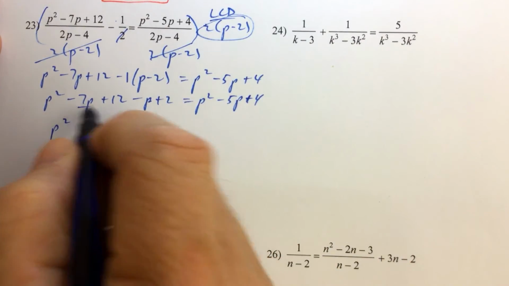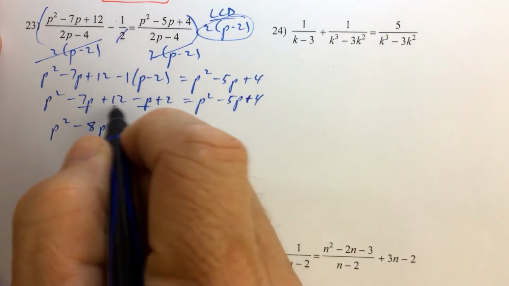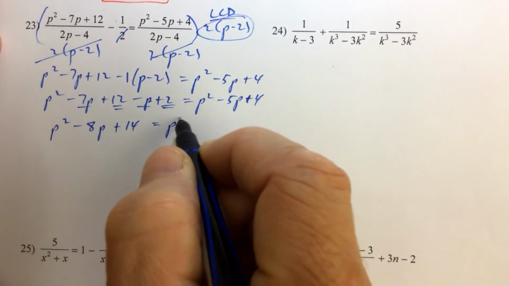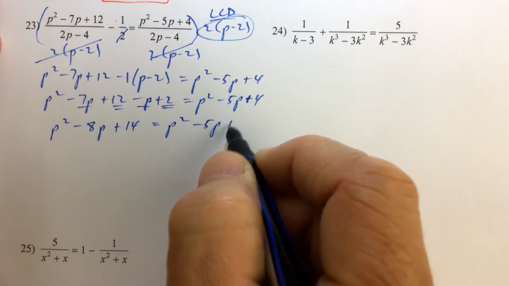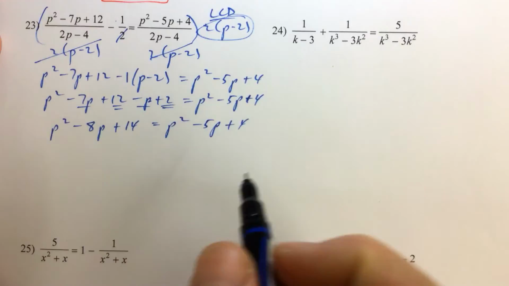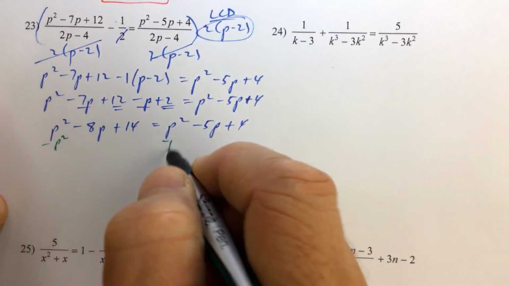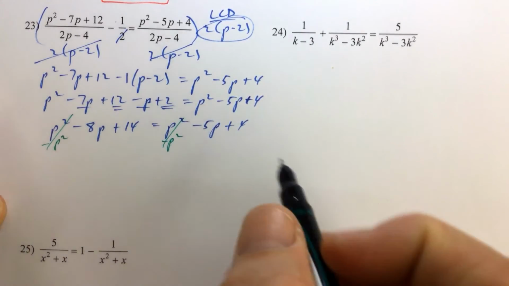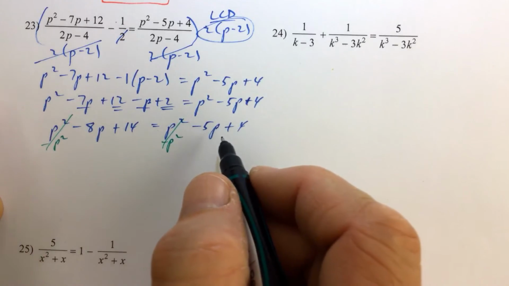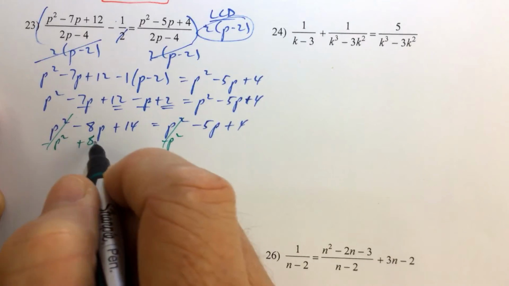On the left-hand side, we have a negative 7p and a negative 1p. That's a negative 8p. And then we have this 12 and this 2 that get added together to give us 14. On the right side, all the terms have been combined. We can't combine any more like terms on the right-hand side. So we subtract p squared from both sides, and those are going to go away. That's kind of nice because now the equation converts from a quadratic equation to a linear equation. Those are much easier to solve.